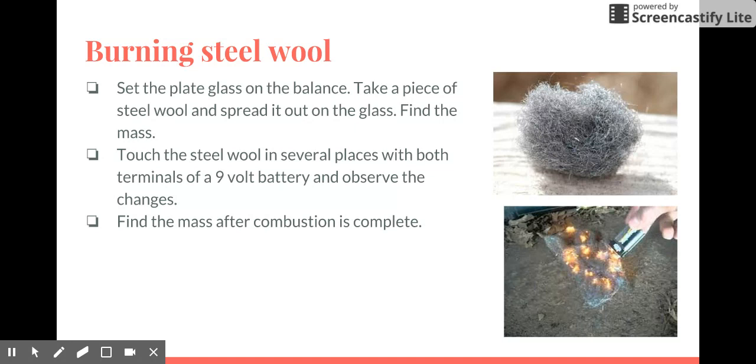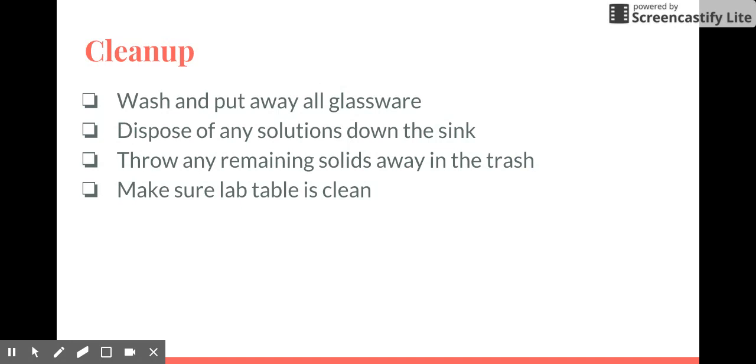Start out, measure the steel wool, find the mass, and then you're going to touch it with a battery. Touch it with both terminals of a 9-volt battery. You can see in the picture below what the effect should be. It should ignite in those different places and burn a little bit. And then we want to find the mass after combustion is complete.